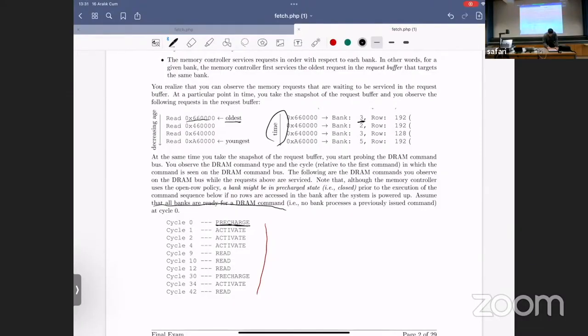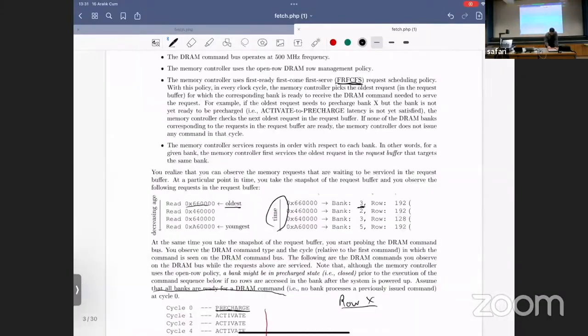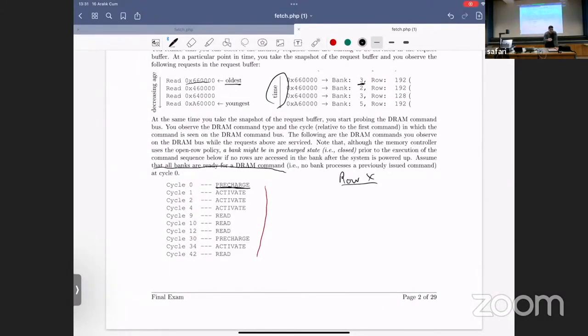So there was a row open, row X in bank 3 that we don't know. And yeah, we were looking at activate to read latency. So this piece of information will become useful later on. But because I'm starting from the beginning, I want to let you know of this earlier.